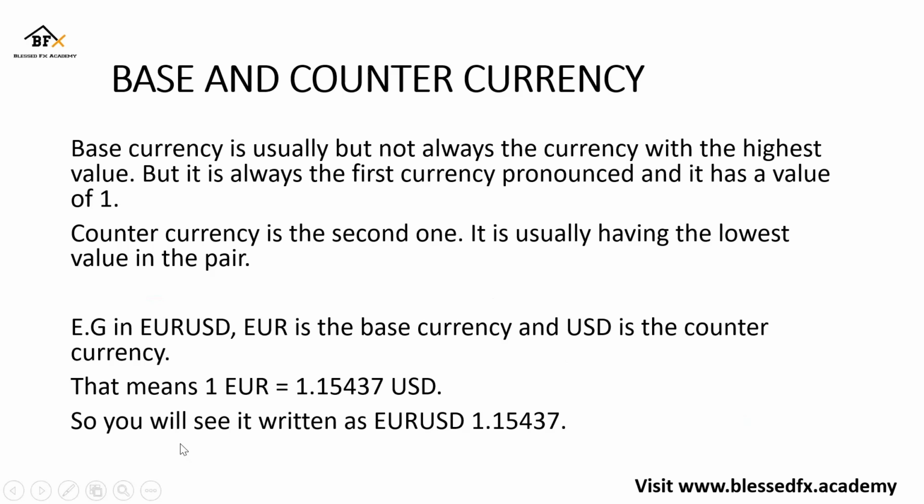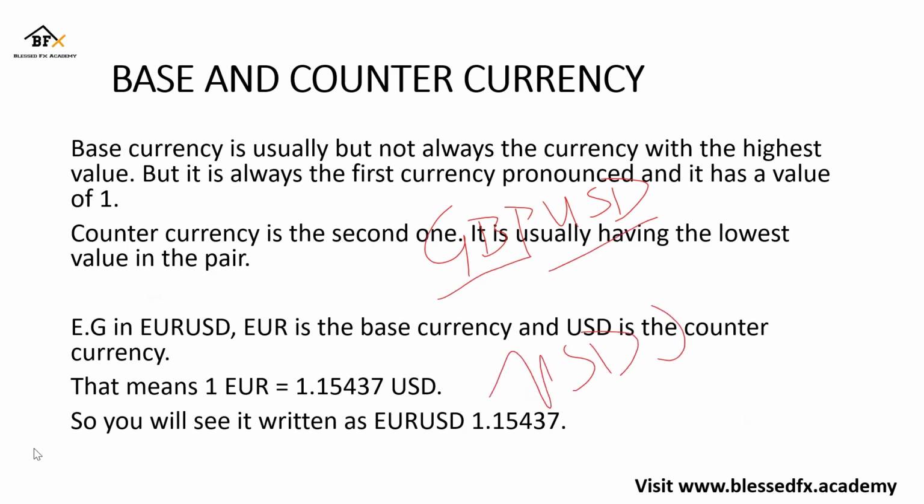In GBP USD, GBP is the base currency. Let me write that out. In GBP USD, GBP is Great British Pounds. USD is United States dollars. So GBP is the base currency, USD is the counter currency. In USD JPY, what is the base currency? What is the counter currency? I'll leave that for you to answer in the comment section.